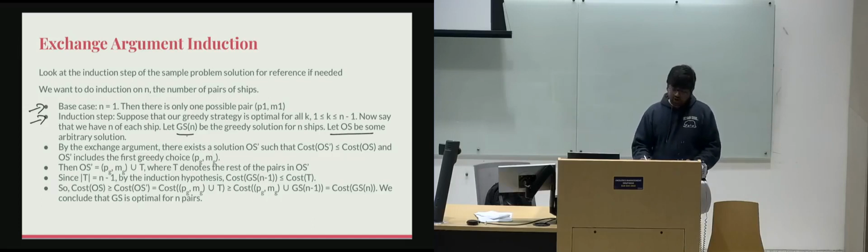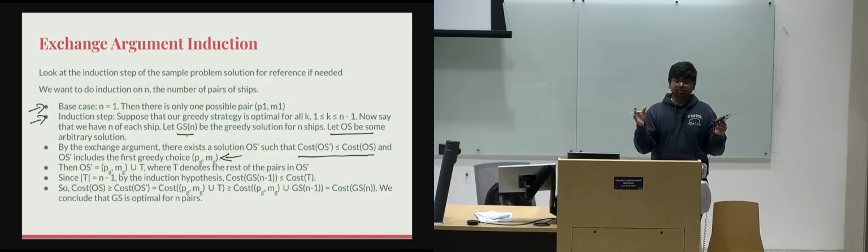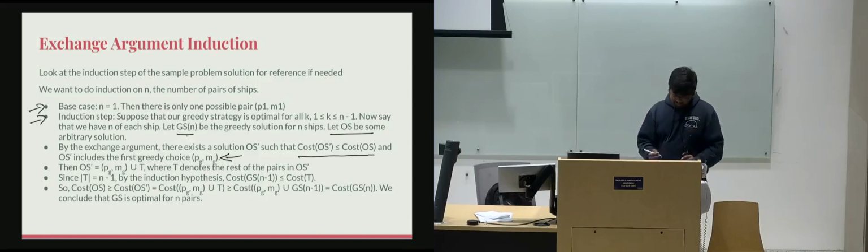By the exchange argument, we have already proved this part: the cost of OS prime is always less than or equal to the cost of OS if the first thing that we pick is based on our greedy strategy. So this thing we have already proved. And based on the definition of OS prime, this pair PG and MG is always going to be part of that solution. This is what we proved before. Does this make sense till now? Now let's go to the next step.